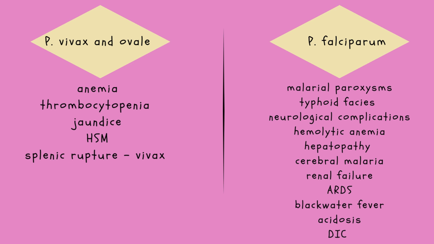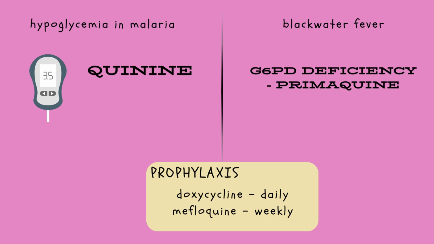There can be neurological complications, again present with hemolytic anemia. Hepatopathy, where there is raised bilirubin but the enzymes are not usually that raised. There is cerebral malaria, which is the severe and complicated form of malaria. There can be renal failure and ARDS as a complication, and black water fever due to again hemolysis, and acidosis and DIC can be another complication.